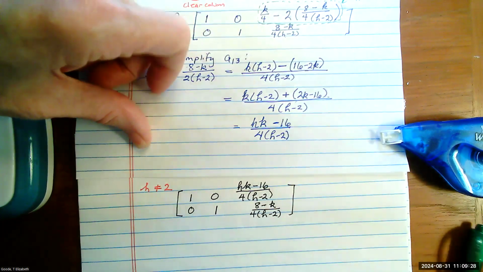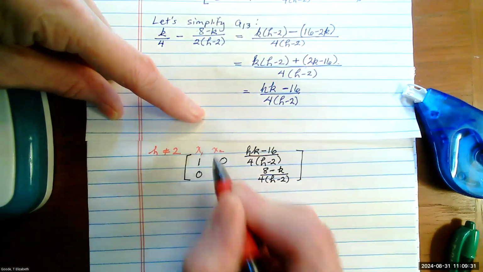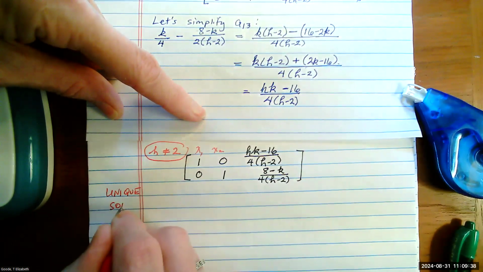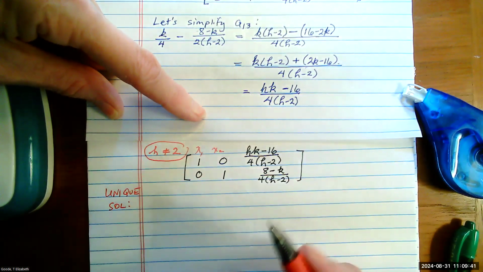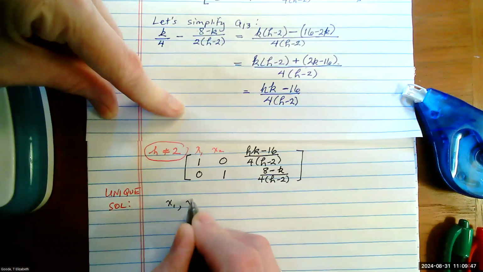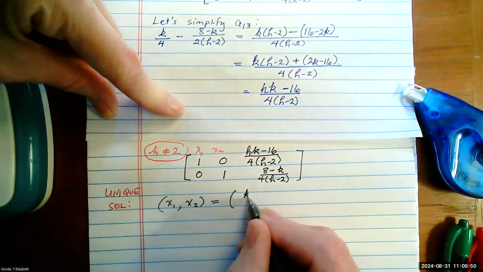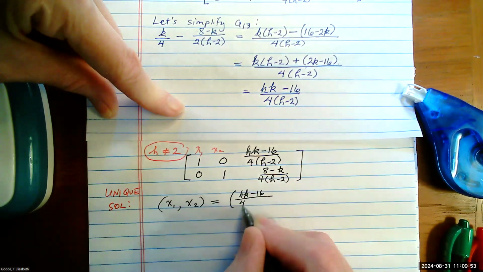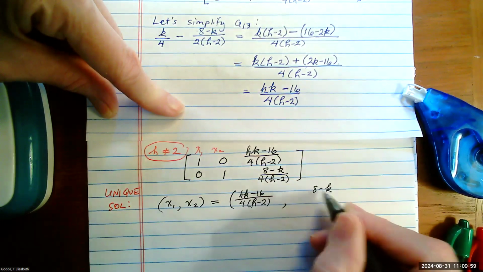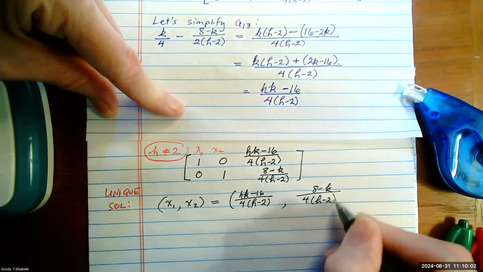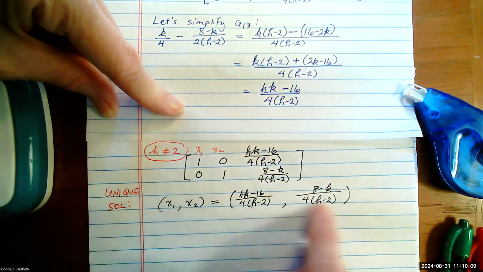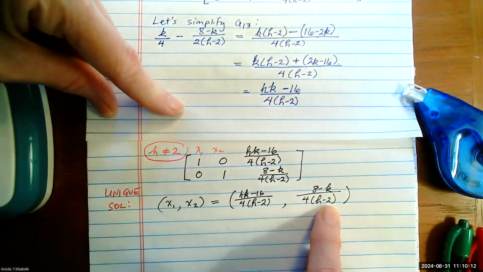So we get a unique solution, right? As long as h is not equal to 2, our unique solution looks like x1, x2 equals hk minus 16 over 4 times h minus 2, comma, 8 minus k over 4 times h minus 2. Okay, and that's for h not equal to 2. And you can see h cannot be 2 and have this be a defined quantity because we can't divide by 0.